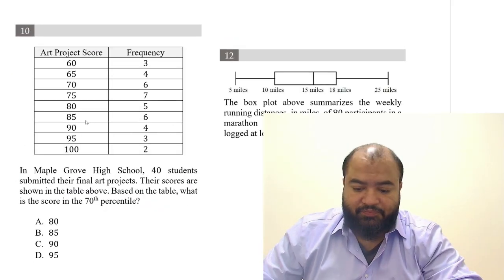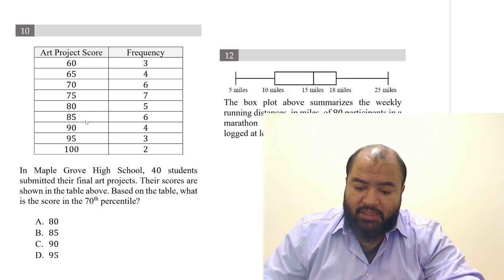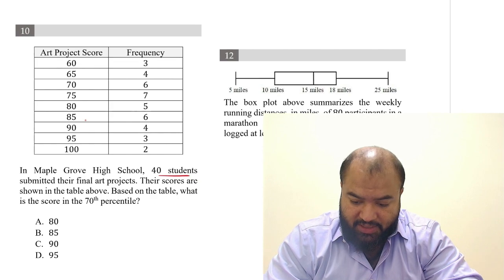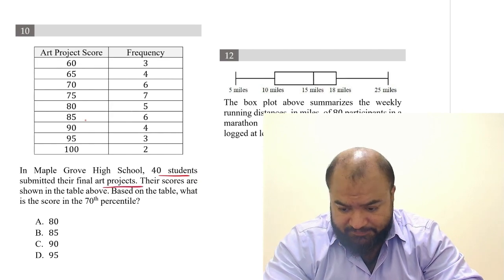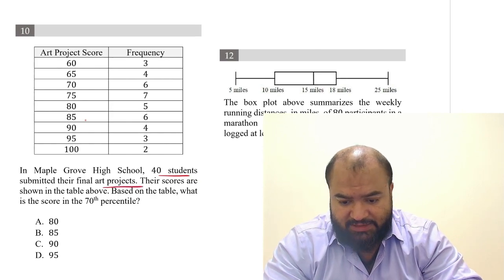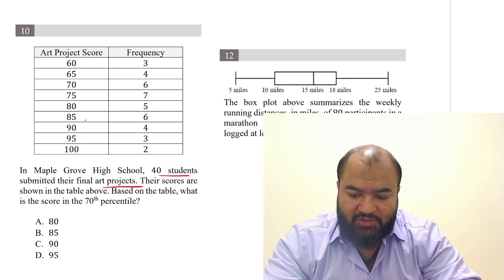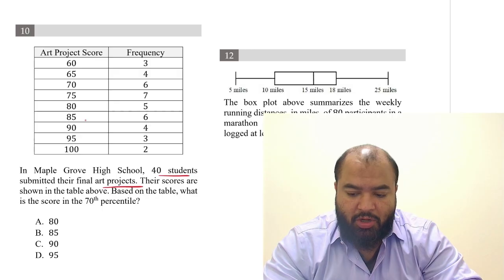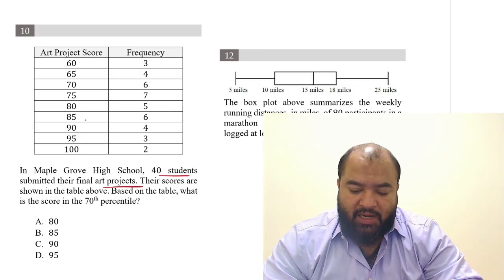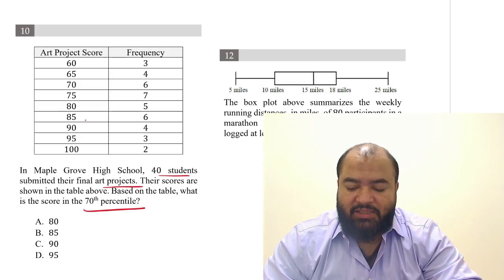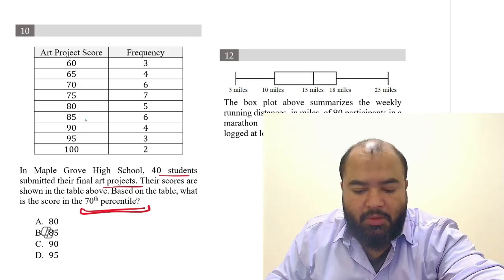Number 10, art project. Score, frequency. At Maple Grove High School, 40 students submitted their final art project. So 3 of them got 60 and 4 students got 65 each. That's what the frequency means, how many. Now their scores are shown in the table above. Based on the table, what is the score in the 70th percentile? So that's what we're going to learn now.